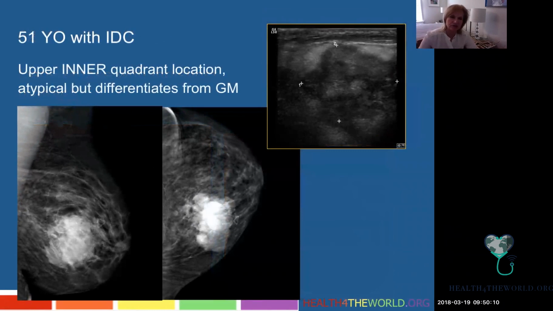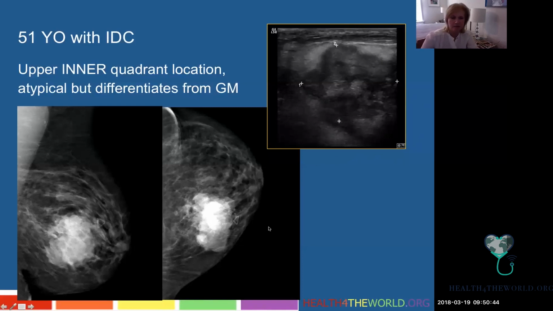Here's a different patient, a 51-year-old with an invasive ductal carcinoma. He has an upper inner quadrant location, which is atypical for cancer and also not classic at all for gynecomastia. So you would never confuse this mass with gynecomastia. You would also go to ultrasound and see that this is a hypoechoic heterogeneous mass with a lobular contour here. Pretty typical looking for a cancer. If this was a female, you would have no trouble recommending a biopsy. You would assume this is a cancer and you would be correct.